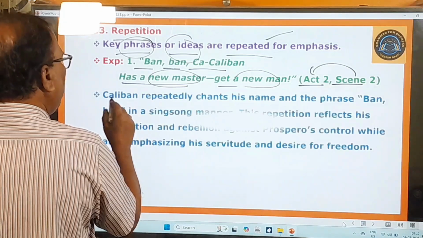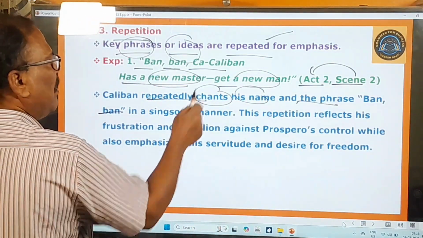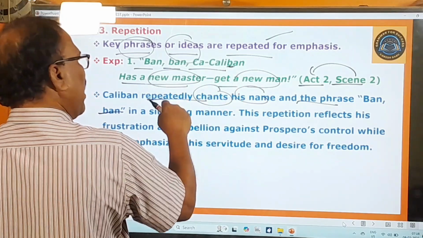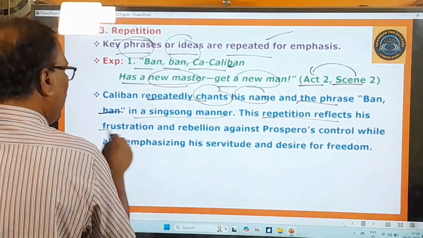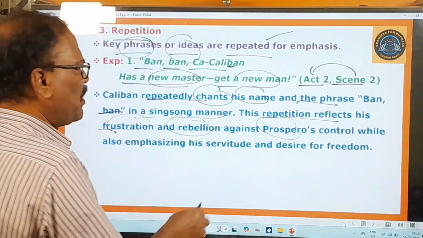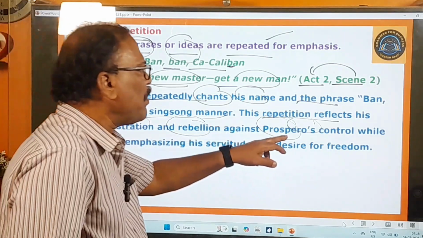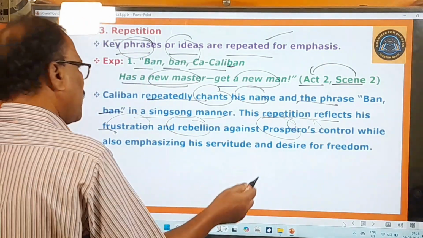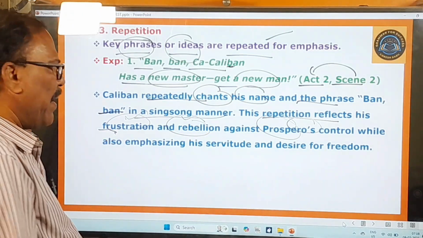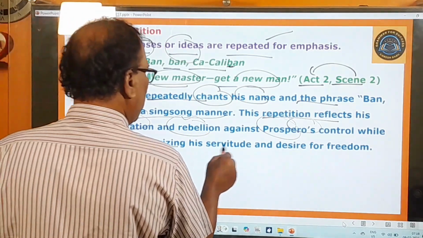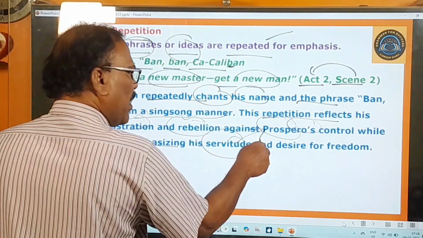So here Caliban repeatedly chants his name, the phrase ban. In this Caliban, there is ban is there. So that's why ban Caliban. So in a sing-song manner, this repetition reflects his frustration and rebellion against Prospero's control, because this Caliban does not like Prospero's control. That's why he was expressing his frustration and rebellion against this Prospero. And you know very well, while also emphasizing his servitude. So he doesn't like the servitude to this Prospero and desire for freedom.